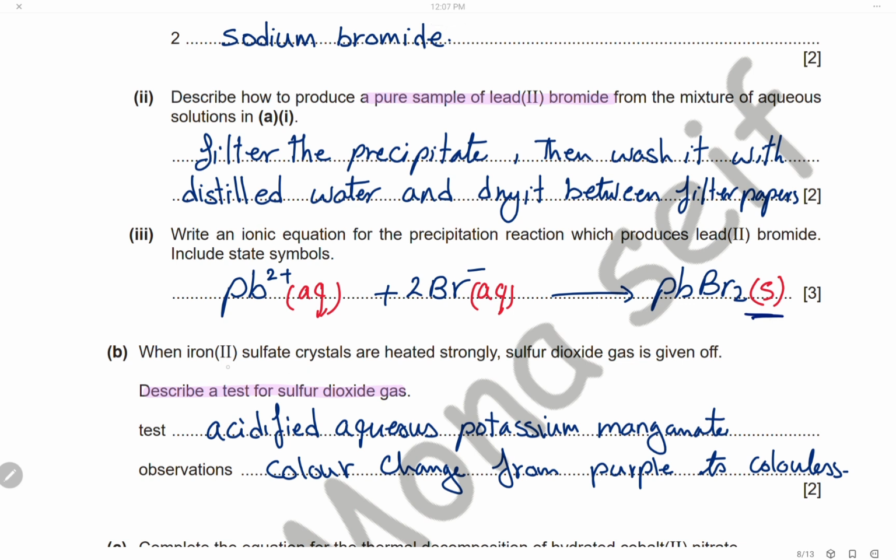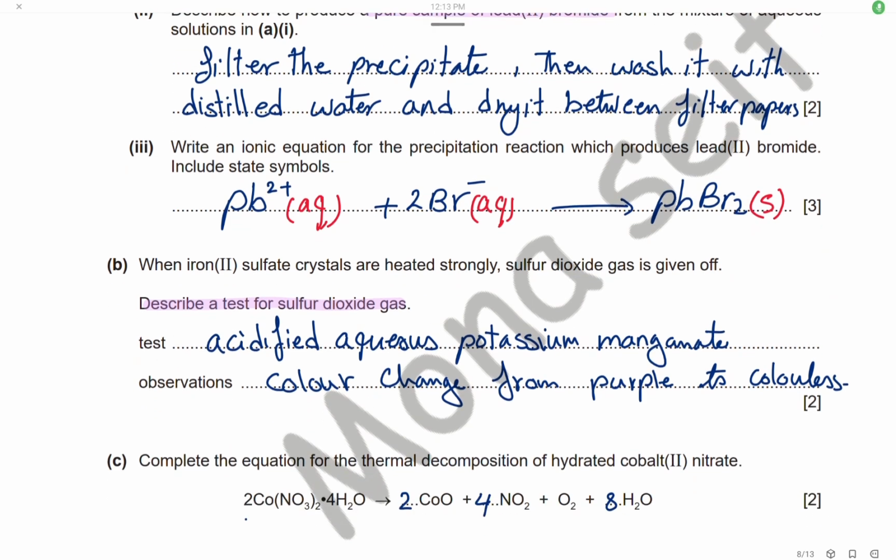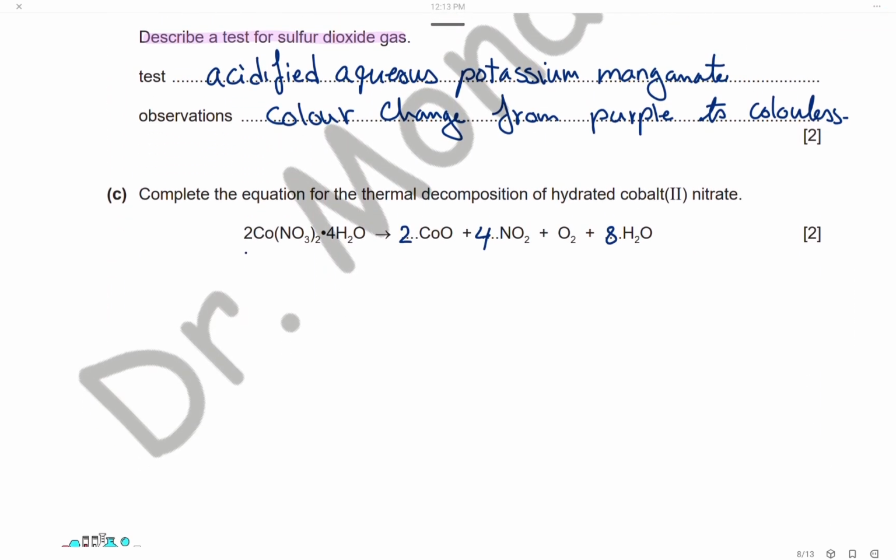When iron 2 sulfate crystals are heated strongly, sulfur dioxide gas is given off. Describe a test for sulfur dioxide gas. Sulfur dioxide can be tested with acidified aqueous potassium manganate, which is purple, and the observation is that the purple color changes into colorless. Complete the equation for the thermal decomposition of hydrated cobalt nitrate. Here is the formula of hydrated cobalt nitrate.